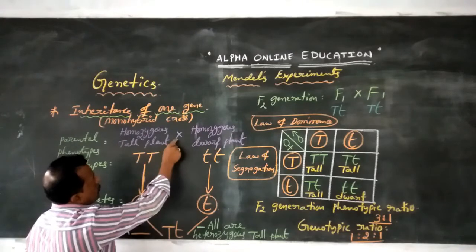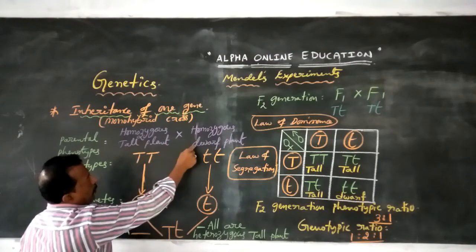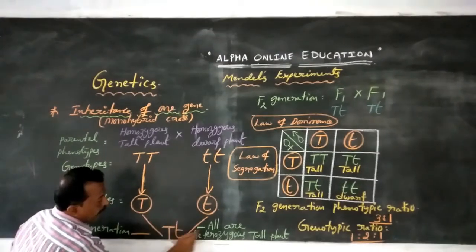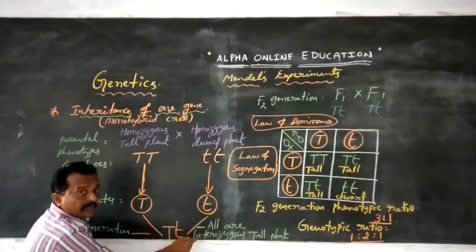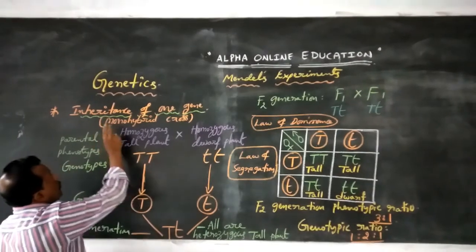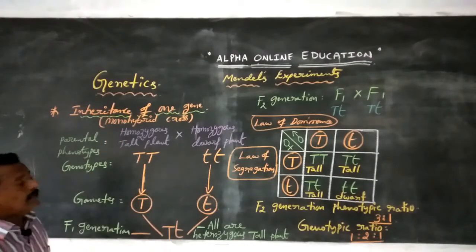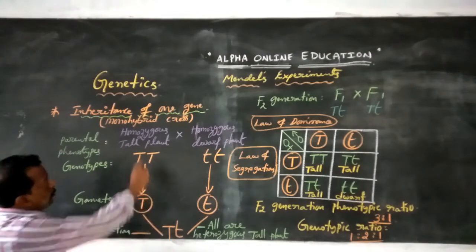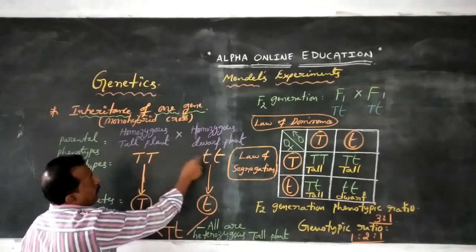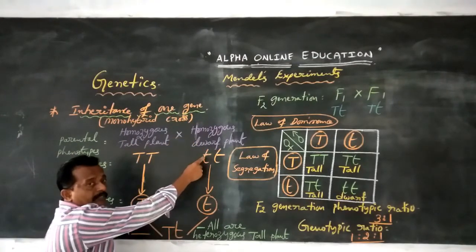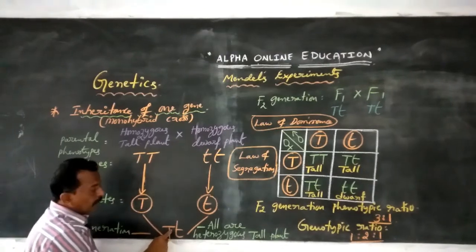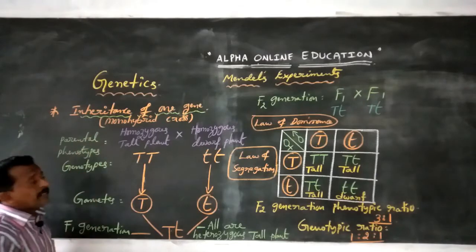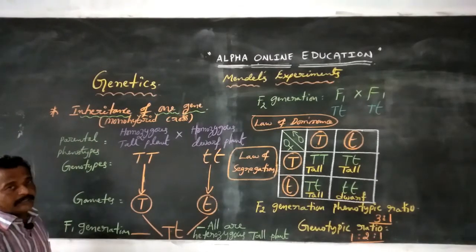The cross made between two individual organisms that differ in one character is called inheritance of one gene, or monohybrid cross.